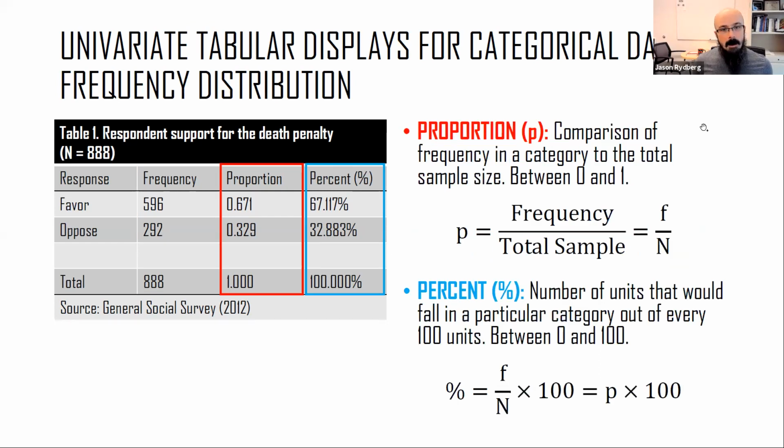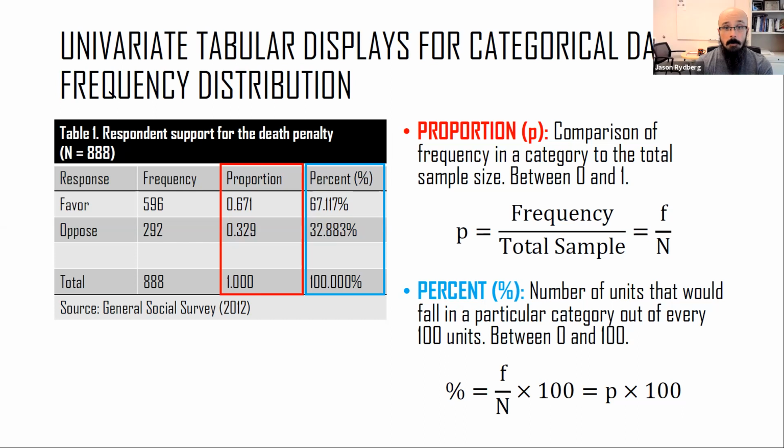Okay. Now, if I give you the total frequency, if I just say that of this sample, 596 favor the death penalty, 292 oppose it, that can be useful to the extent that you have as a reference point the actual analysis sample size, but it doesn't immediately communicate anything about the relative rate here. Like, I don't know, is that high? Out of the total sample, is that high? Is that low in terms of support?